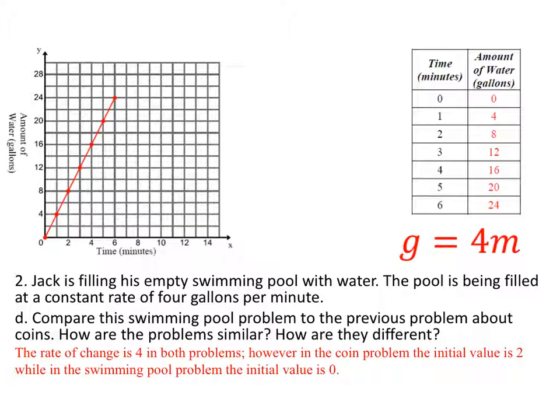Alright guys, you should have had some kind of comparison like this one. The rate of change is 4 in both problems. However, in the coin problem, the initial value is 2, while the swimming pool problem has a starting value of 0, which is the only difference between these two. I guess you could say they're comparing gallons and minutes for this one, or coins and weeks for the other one.